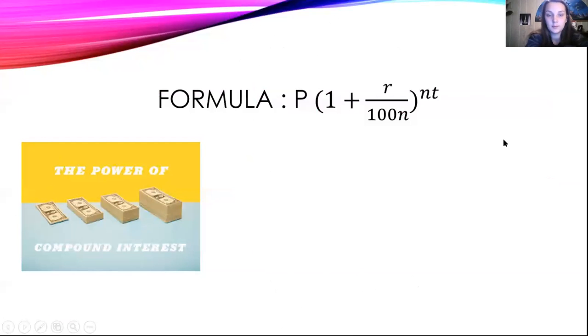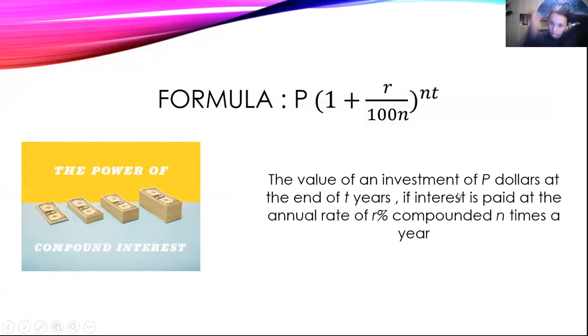So we start off with the formula being P, open parentheses, 1 plus R over 100N, close parentheses, to the exponent of N times T. This is the value of an investment of P dollars at the end of T years, if interest is paid at the annual rate of R percent compounded N times a year.